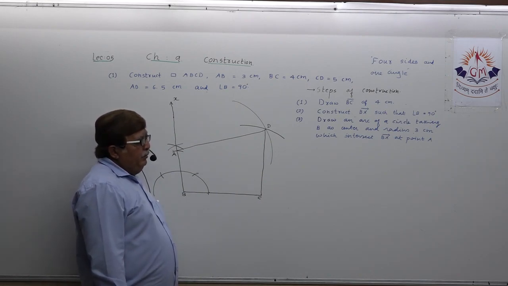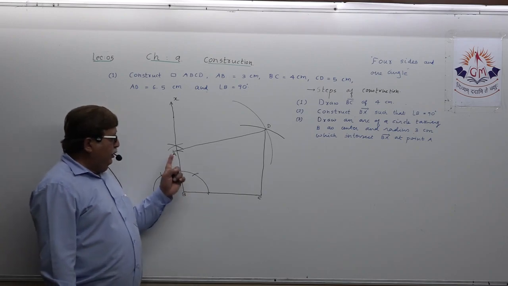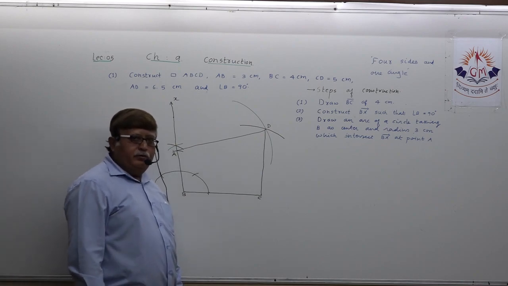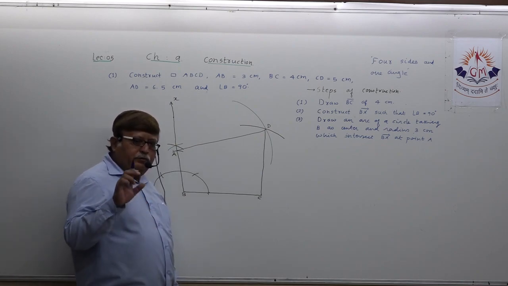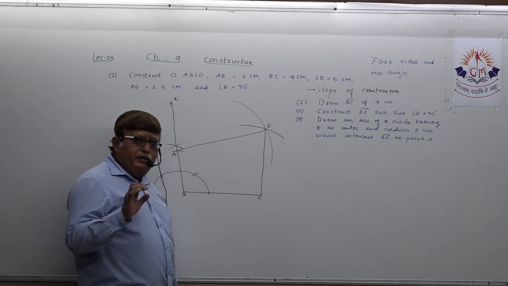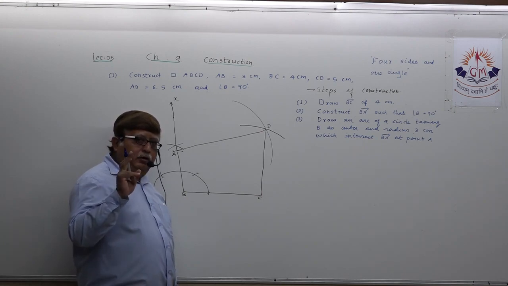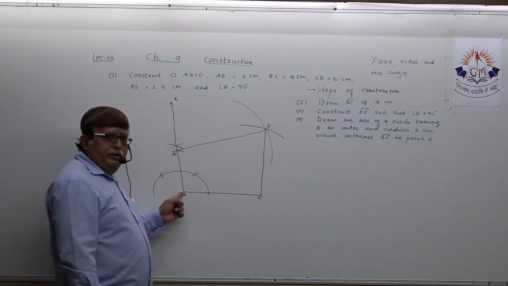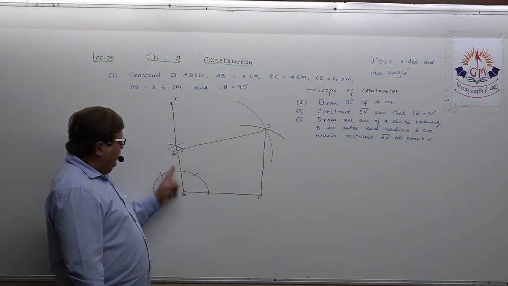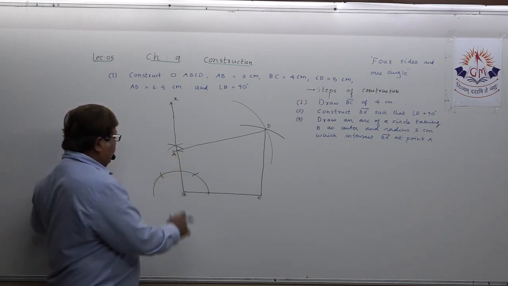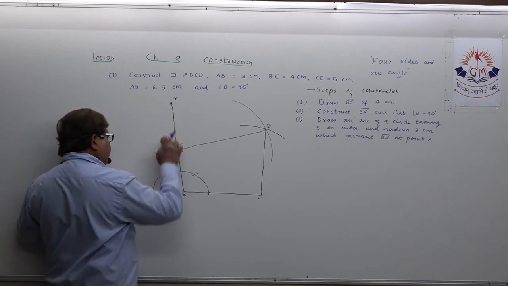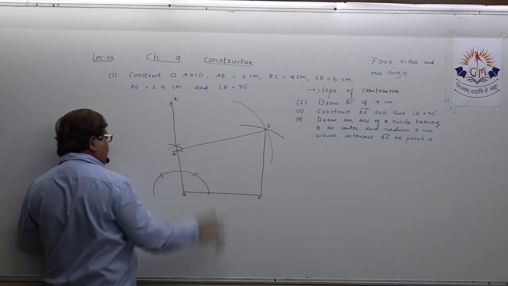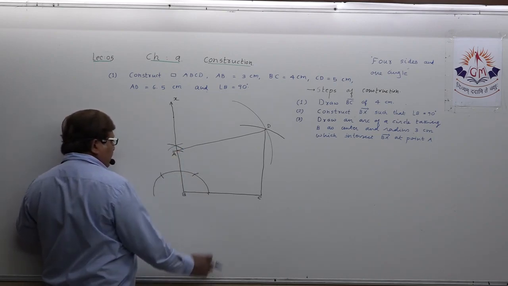Draw an arc of a circle. Every time you draw an arc, this statement needs to be common. The word draw needs to be there. Draw an arc of a circle. Where you centered your compass? At B. And you have drawn an arc which intersects ray BX at which point? At point A. Understand? Three steps are done.